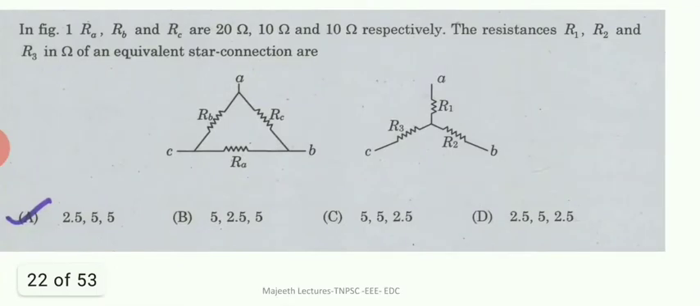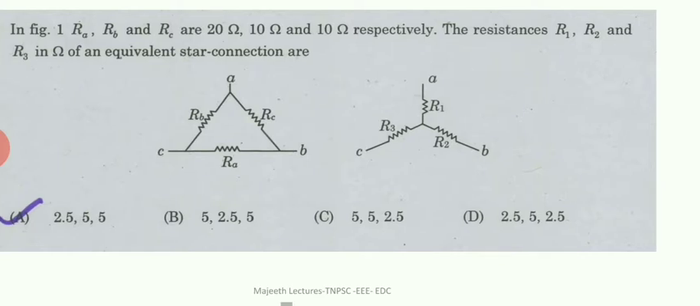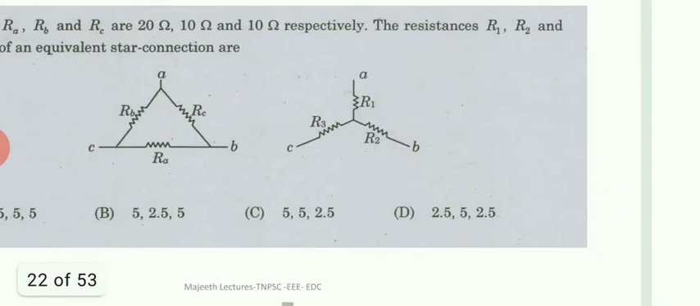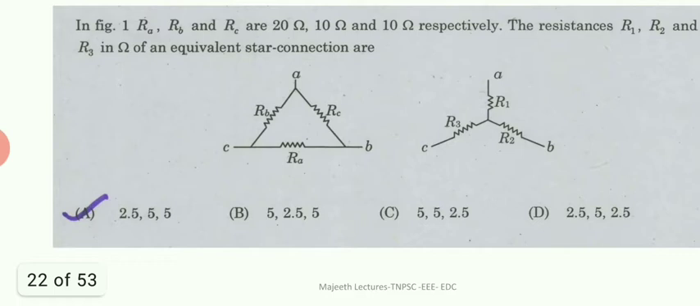Next one, in figure 1, RA, RB and RC are 20, 10 and 10 ohm respectively. Find the resistances R1, R2 and R3 in ohm of the equivalent star connection. See, I told a shortcut to remember star: in the denominator all the resistances must be added, and in the numerator, the resistances coming into the arm terms must be multiplied. So first we add all the resistances of the delta. 20 plus 10 plus 10, 40. So all the R1, R2, R3 denominators are 40.